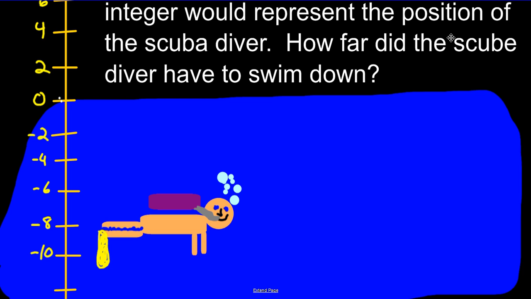How far did the scuba diver have to dive or swim down? Well, if water level represents the 0, he still had to swim down 8 feet. Remember, distance is always positive. So the integer might be negative 8 that represents his location, but in this case, the distance from 0 is 8 feet, and that is the distance the diver had to swim.